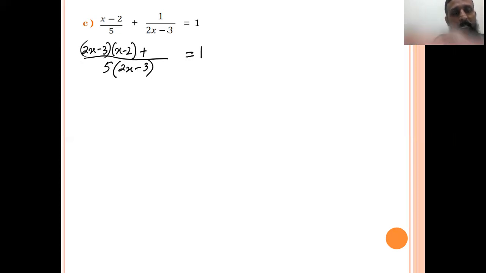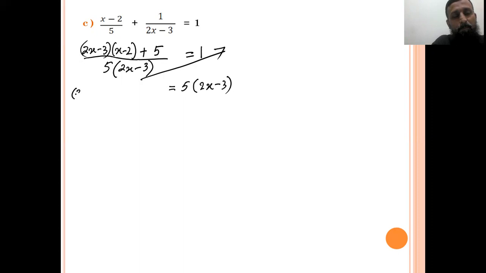Then there is a plus sign. 2x minus 3, 2x minus 3, they both get cancelled. So 5 ones are 5 equals 1. I can cross multiply this denominator over there. So I have 5 ones are 5 and 2x minus 3. Now, rewrite this. 2x minus 3 multiplied by x minus 2 plus 5 equals 5, 2x minus 3.